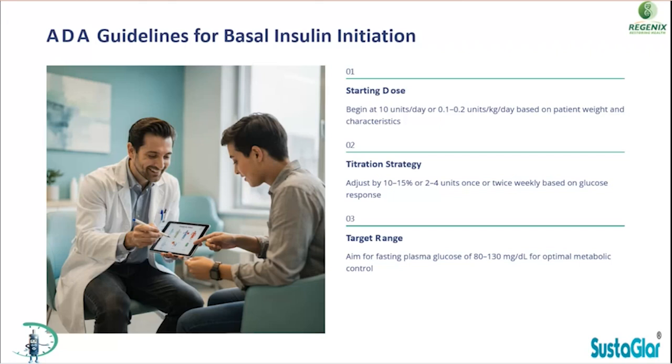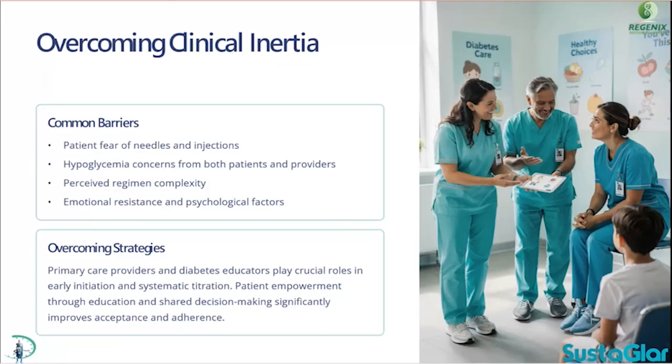How do we adjust the insulin dose? Around 10 to 15% of the insulin dose, or 2 to 4 units, can be adjusted based on the twice-weekly FPG response. If the patient has the FPG at target on biweekly SMBG, then we can continue the same dose. If the biweekly FPG values are higher, then we can increase by 10 to 15% or 2 to 4 units. The fasting range you have to maintain should be between 80 to 130 for optimal metabolic control. Clinical inertia is one of the main barriers, from the physician's point of view, to achieving better glycemic control.